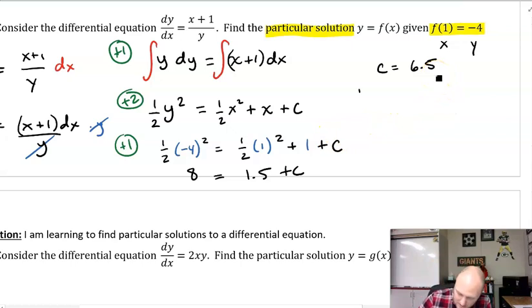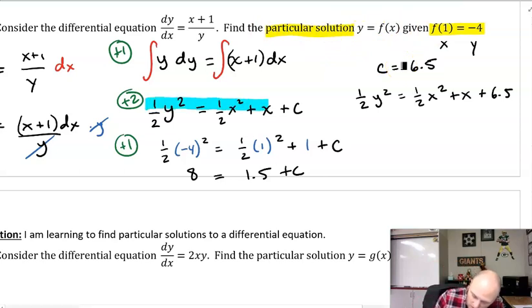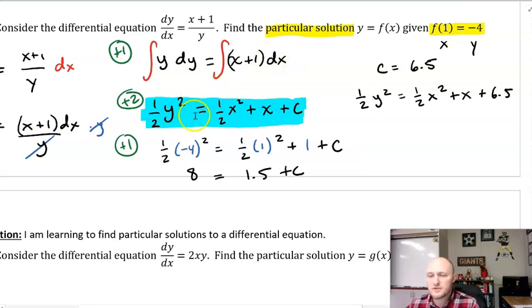Okay, that means that my equation is 1/2 y squared equals 1/2 x squared plus x plus 6.5. Now, I have to go ahead and they want the particular solution, that's y equals. I do want to point out this right here is what we would call a general solution. And it might even be solved for y if you're seeing these.